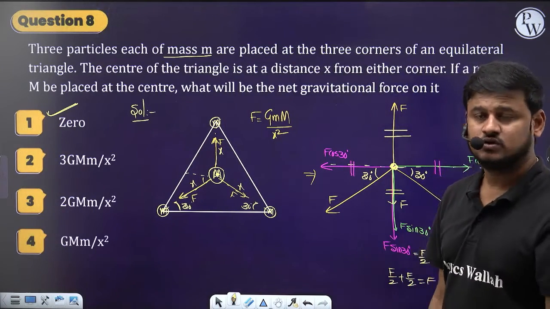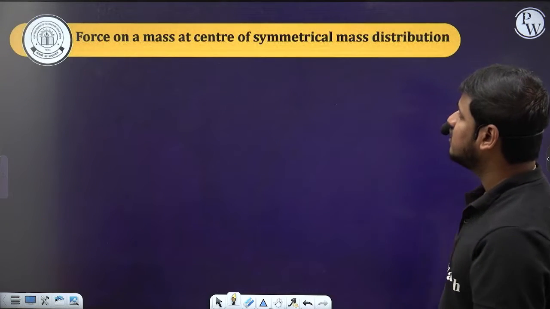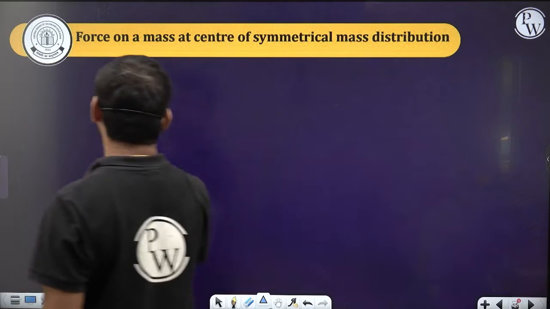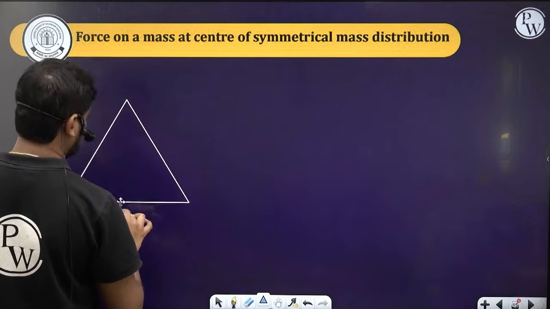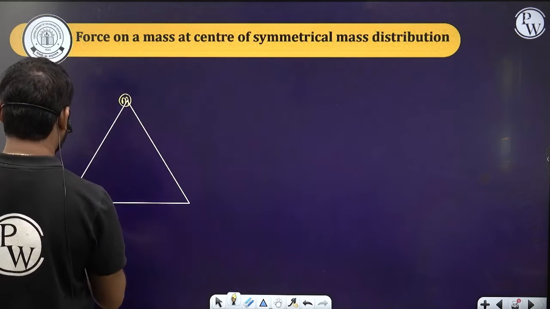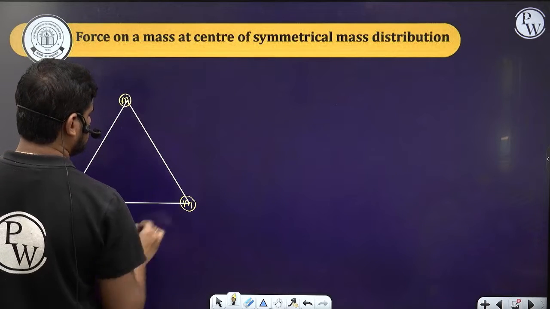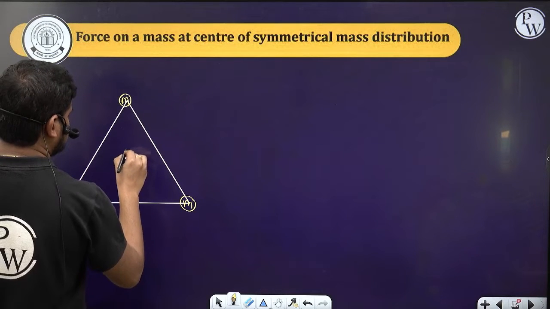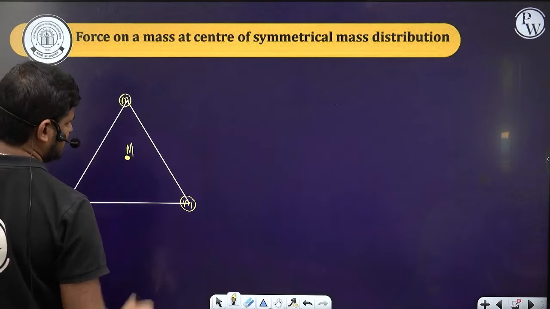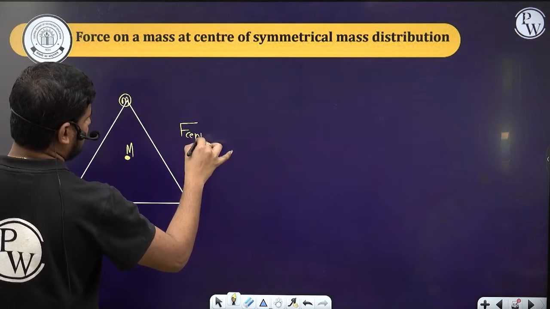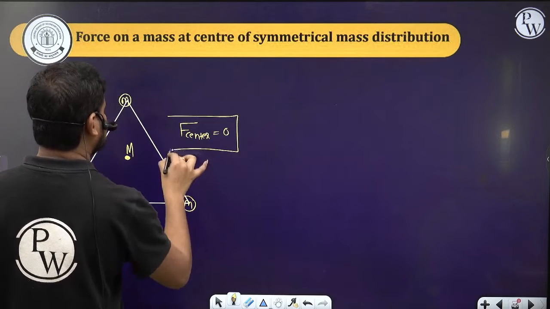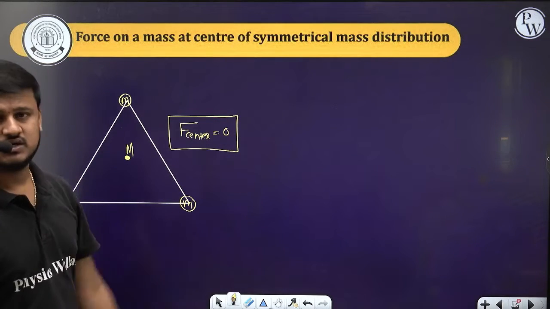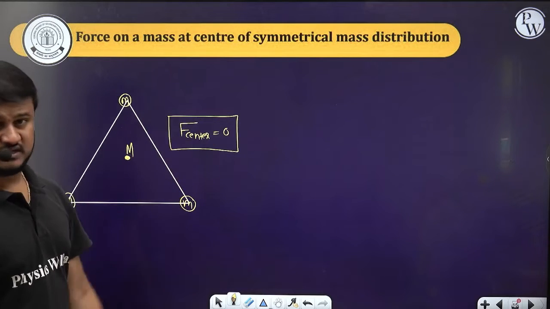Clear? Understood? So here is one statement you can write: the force on a mass at the center of a symmetrical mass distribution. What is a symmetrical mass distribution? Here mass m is placed, and here mass m, and here mass m. So this is an equal distribution. That's a symmetrical mass distribution. Now if we have to find the force on this mass placed at the center, the F at the center will be equal to 0 due to the symmetrical mass distribution. Any symmetrical mass distribution you can take, square or hexagon, your wish. But at the center it will be 0.